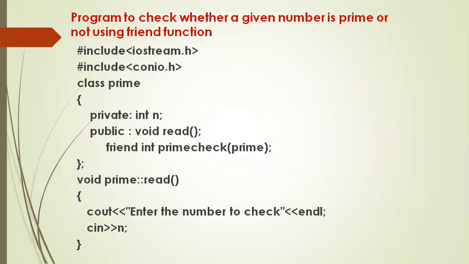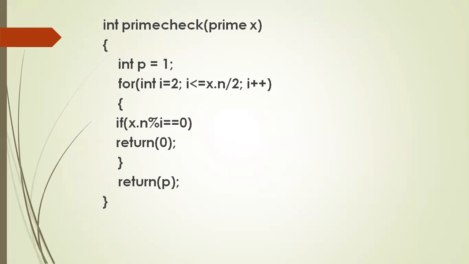Now when we consider the prime check function, what type of function is it? It's not a member function, it's a friend function. In order to define a friend function outside the class, no need to use the keyword friend again, and no need to use the scope resolution operator. Directly you can start with the return type. The return type is int prime check. Within the parameter, you have to pass one object. Here the object name is x, which belongs to the class called prime.